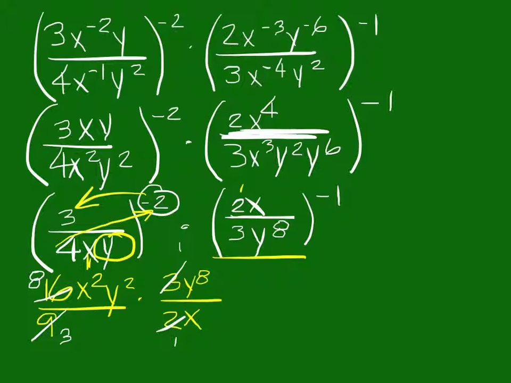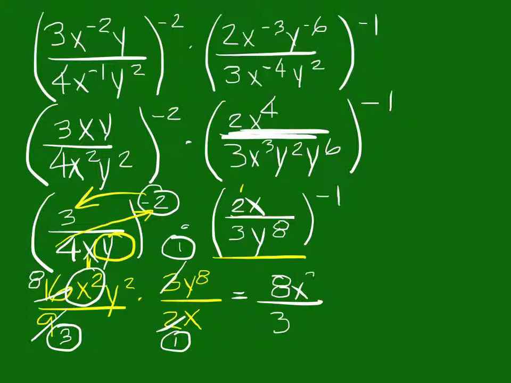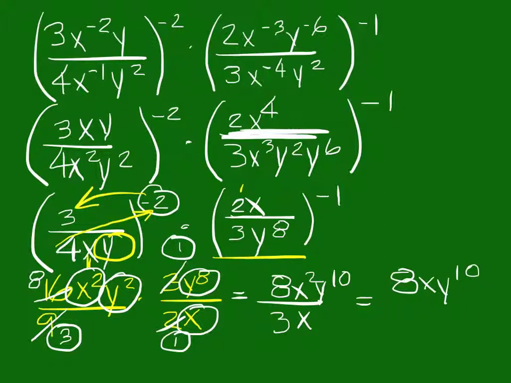So from there you can multiply straight across. You have 8, and times 1 is just 8. On the bottom, 3 times 1 is 3. X squared, no other x's on top. Y squared and y to the 8th is y to the 10th. And you just have 1x left on the bottom. What can I still simplify? And what happens there? Just x on the top. So your final answer would be 8xy to the 10th over 3.